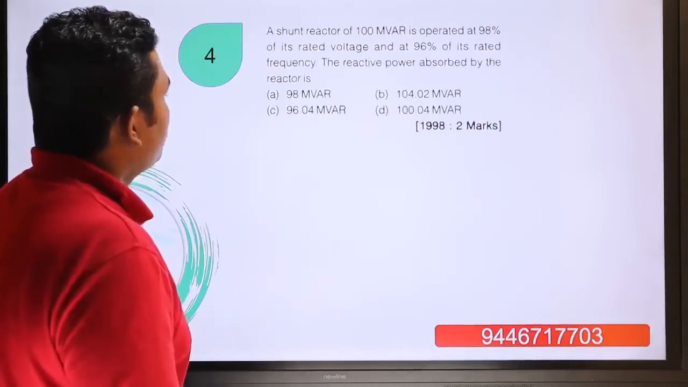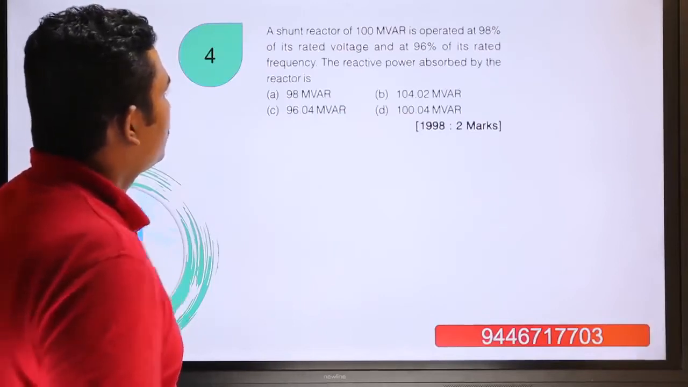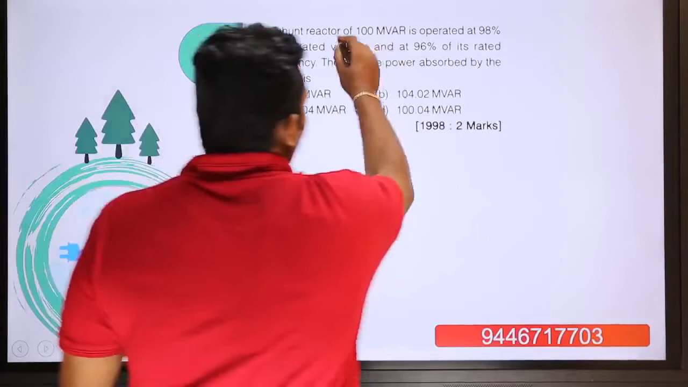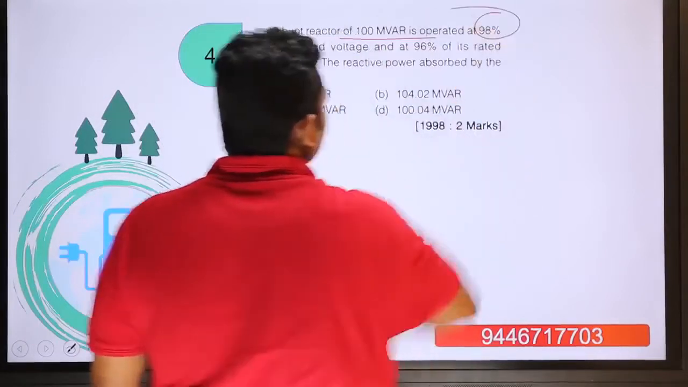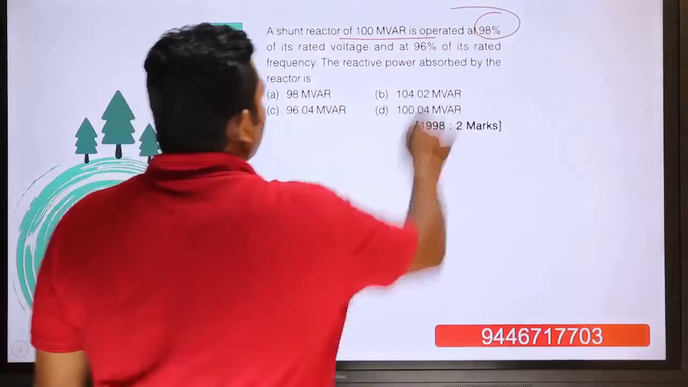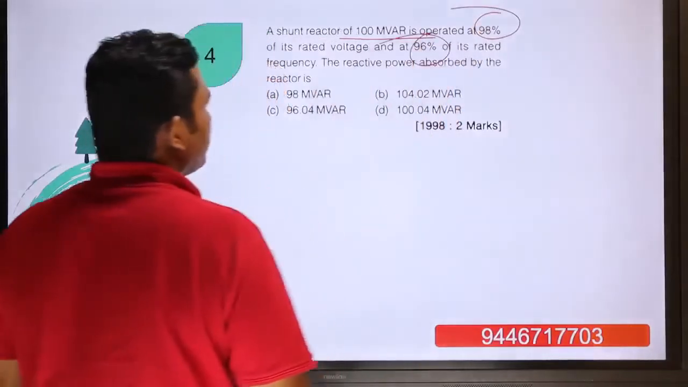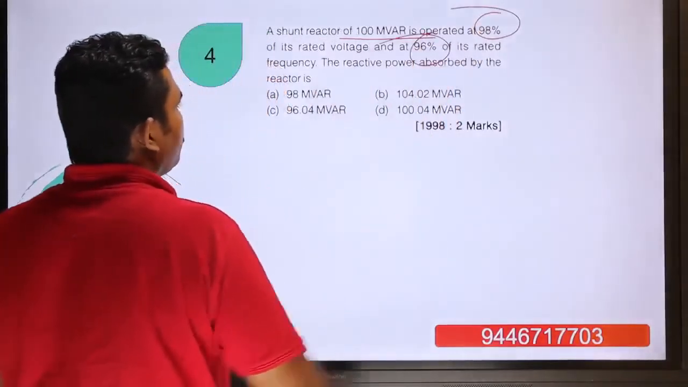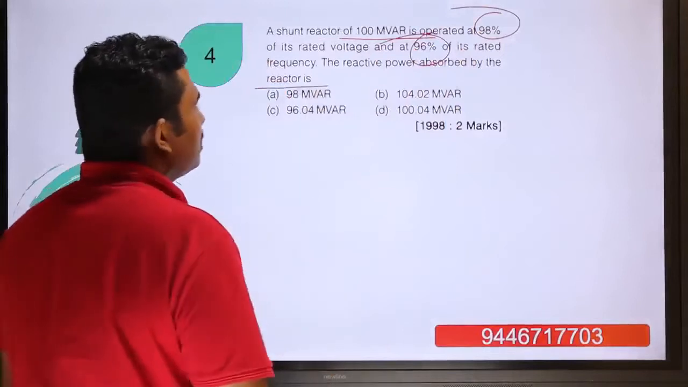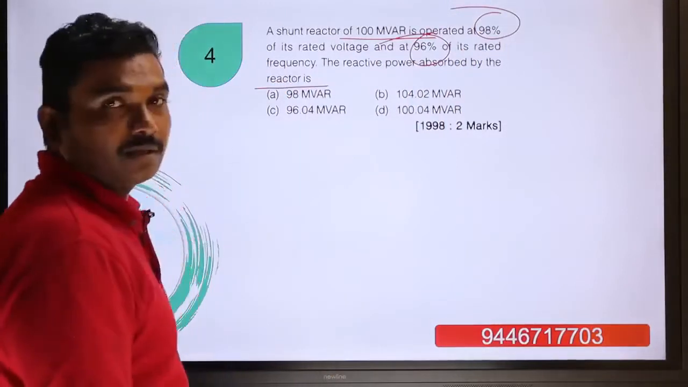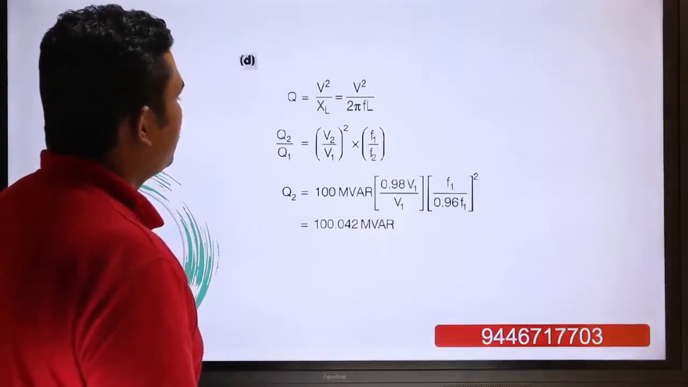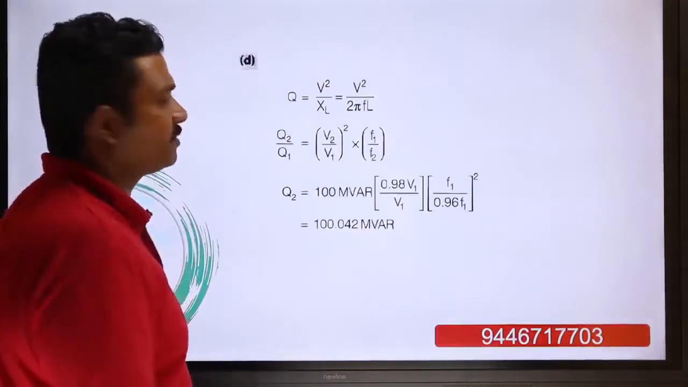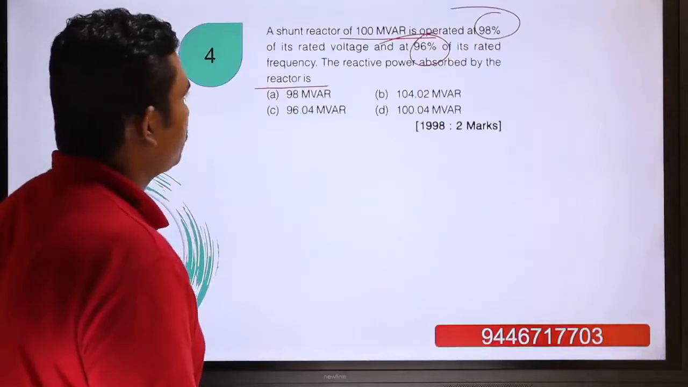Now for question number 4: a shunt reactor of 100 MVAr is operated at 98% of its rated voltage and 96% of its rated frequency. The reactive power absorbed by the reactor is? Here also a similar kind of question is being asked, so we will have to find the ratio of reactive powers with respect to change of voltage and frequency.